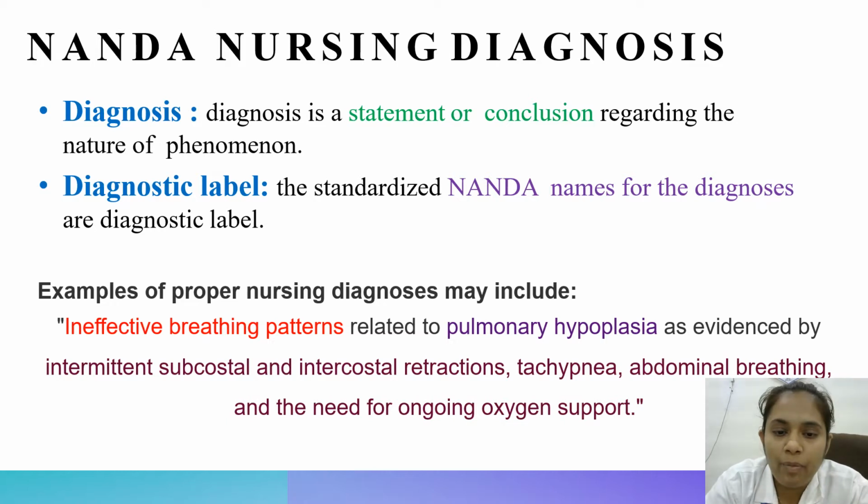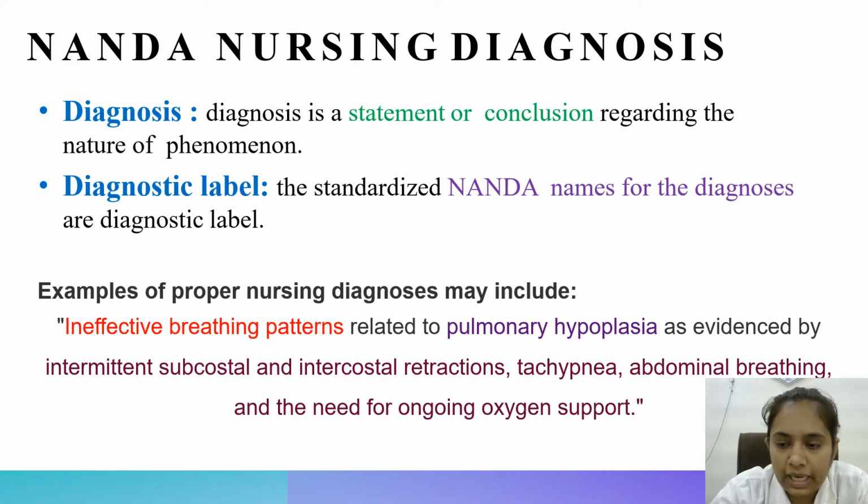For example, a proper nursing diagnosis may include ineffective breathing pattern related to pulmonary hypoplasia as evidenced by intermittent subcostal and intercostal retractions, tachypnea, abdominal breathing, and need for ongoing oxygen support. In this example, the first line is the ineffective breathing pattern, followed by related to pulmonary hypoplasia and as evidenced by intermittent subcostal retractions.